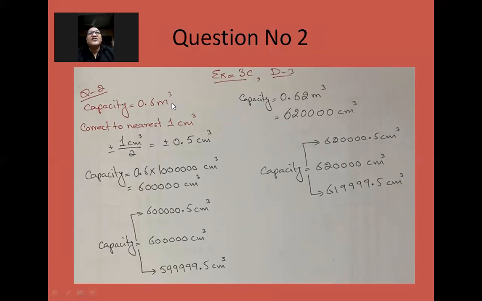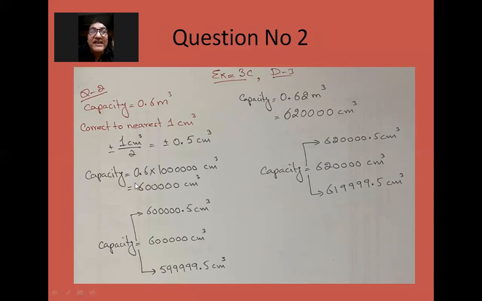They said that the capacity is 0.6 meter cube, and it is correct to the nearest 1 centimeter cube. One thing is very important. The main measurement is in meter cube, but it is correct to the nearest 1 centimeter cube. So both the units are not consistent with each other. One is meter cube, the other one is centimeter cube. Whatever this is correct to, you divide that by 2. So I will divide 1 centimeter cube by 2, and I get plus minus 0.5 centimeter cube.